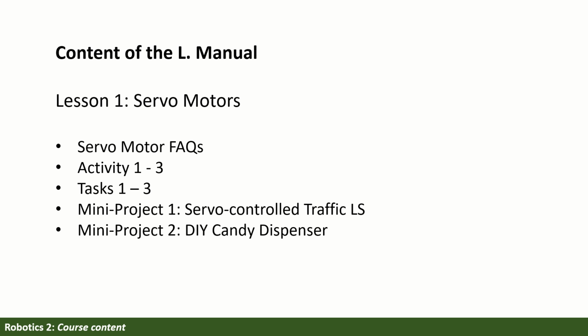The first mini project is the traffic light system, but this time you're going to put barriers on the traffic light system and you will use the servo motor for that. And mini project number 2 is the DIY candy dispenser.